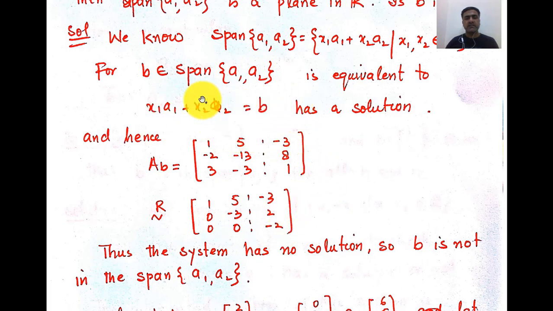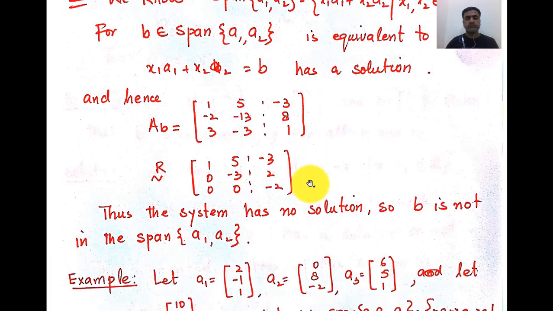It means that this system has no solution. It means that B cannot be written as a linear combination of A1 and A2, and hence B is not in the span of A1, A2.